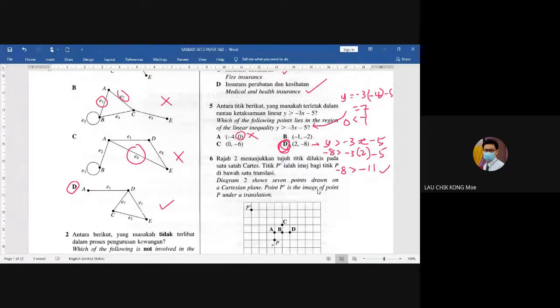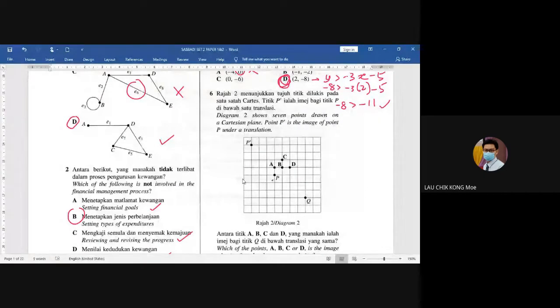And then question number 6. Diagram shows 7 points drawn on a Cartesian plane. Point P prime is an image of point P under translation. Which of the points A, B, C, D is an image of point Q under the same translation?